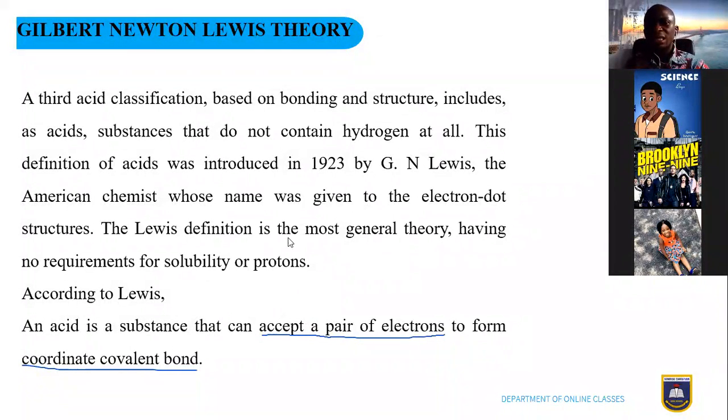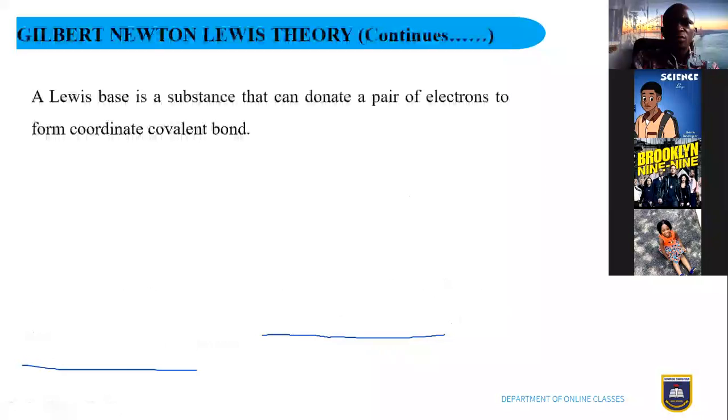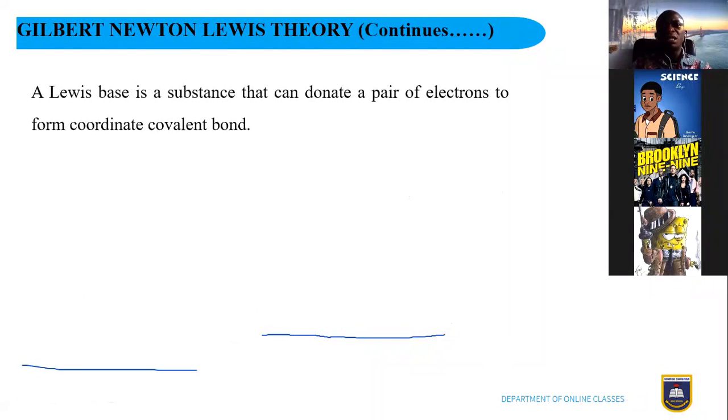Lewis says that if you accept pair of electrons, then you are the acid. And if you can donate pair of electrons, then you are the base. So he says a Lewis base is a substance that can donate a pair of electrons to form coordinate covalent bond. The end result is that a bond is formed between the two atoms. That bond is what we call coordinate covalent bond.